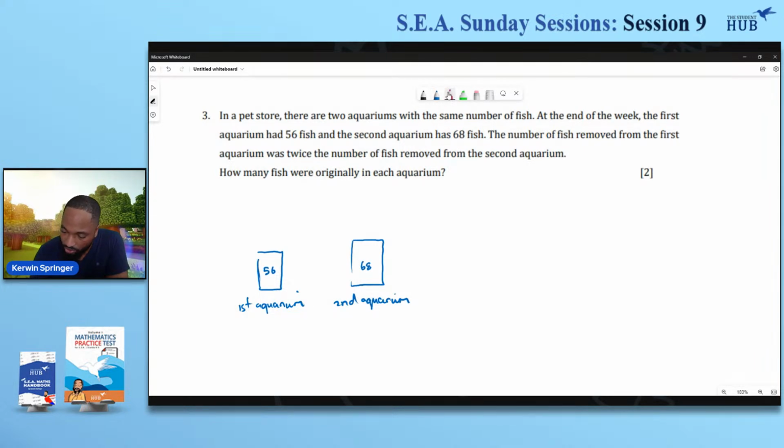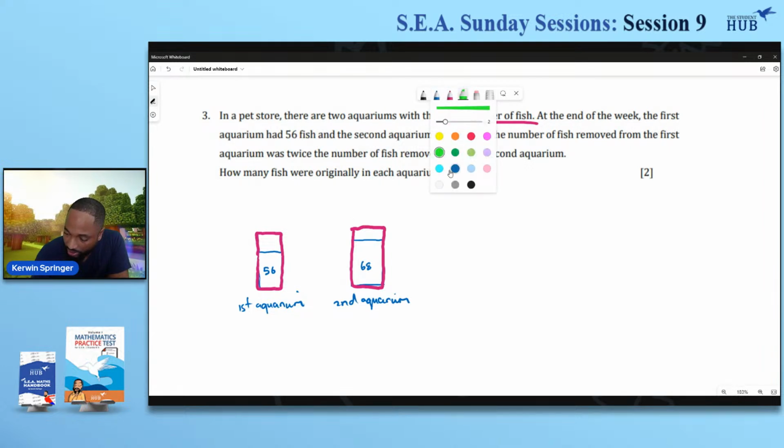Okay. So initially, they both had the same number of fish. So watch how we do a block diagram like this. We want to make a block on top that represents the same size. And at the ending of the week, we have this amount of fish, 68 here still, but we have 56 here. And there's an additional piece of information.